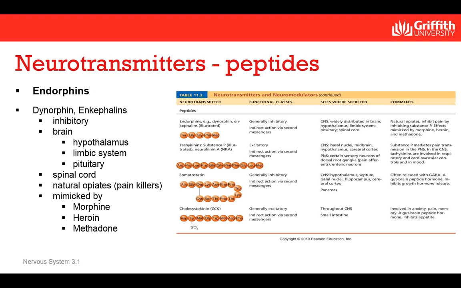The last group of neurotransmitters that we are interested in are the neuropeptides, which are essentially strings of amino acids held together. These are the endorphins, which include dynorphin and enkephalin. These neurotransmitters are generally inhibitory and are distributed widely throughout the brain, including the hypothalamus, the pituitary gland, and the limbic system, as well as throughout the spinal cord. The endorphins are our natural opiates. They inhibit pain by inhibiting the effect of substance P, which is an important mediator of pain signals.